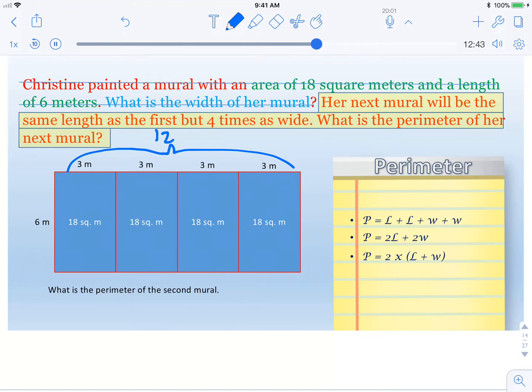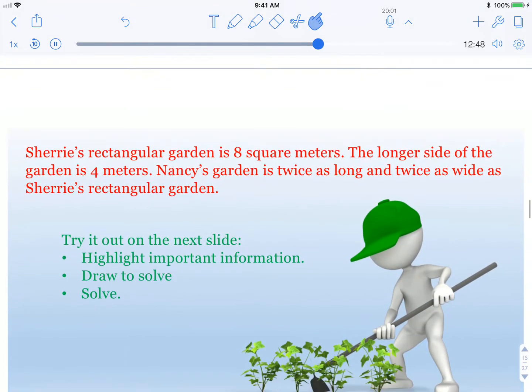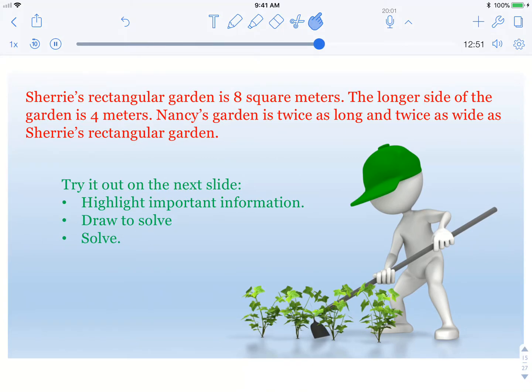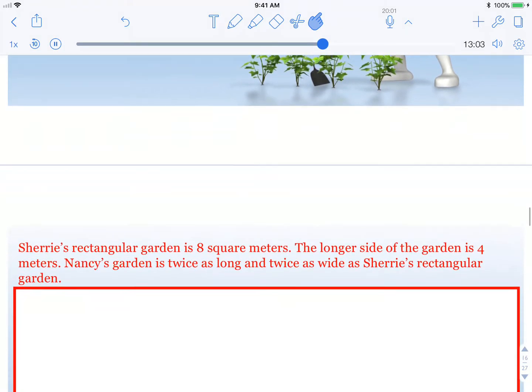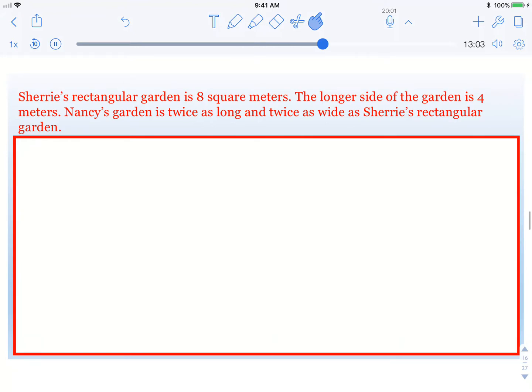Okay. Sherry's rectangular garden is 8 square meters. The longer side of the garden is 4 meters. Nancy's garden is twice as long and twice as wide as Sherry's rectangular garden. Try it out on the next slide. Highlight important information, draw to solve, and then solve. So, go ahead, here's your workspace. Pause, and go ahead and try it out.